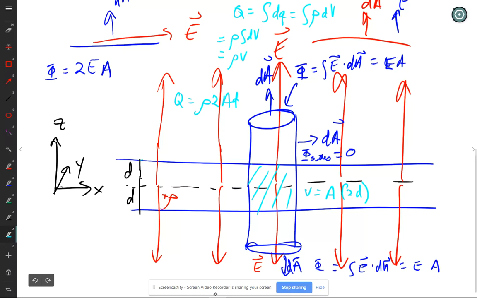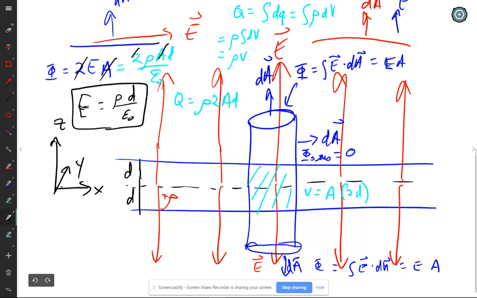So I've got the flux and I have the charge enclosed, but that's got to be equal to the charge enclosed over epsilon 0. So 2 rho AD over epsilon 0. Notice I have an area on both sides. Divide both sides by 2, and I'm done. My electric field strength is equal to rho D over epsilon 0. It's constant outside of the slab.